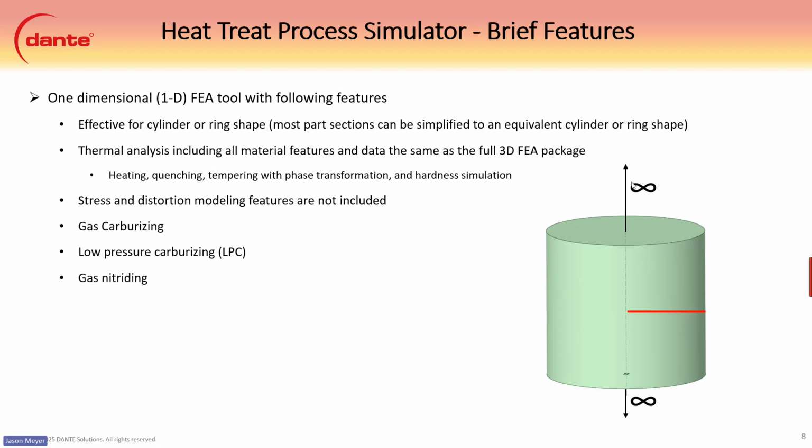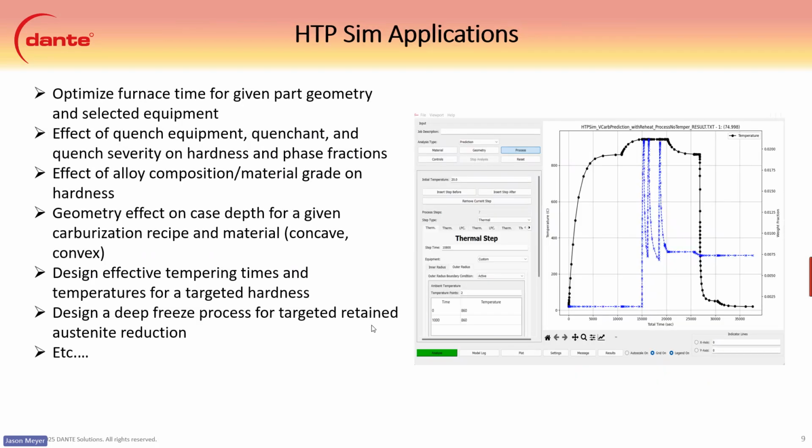It doesn't really need to be infinite. It can be like twice the size or whatever to not have those edge effects. And so HTP Sim applications, these are some ways you can use HTP Sim to modify your processes. You can optimize furnace time for a given part geometry and the selected equipment, so you can reduce or change your processing times based on the data that you get from the results.